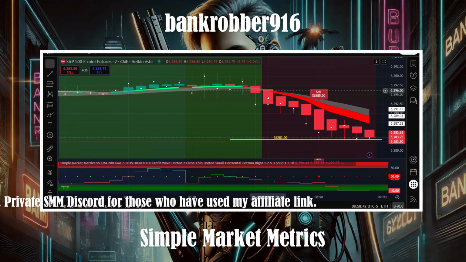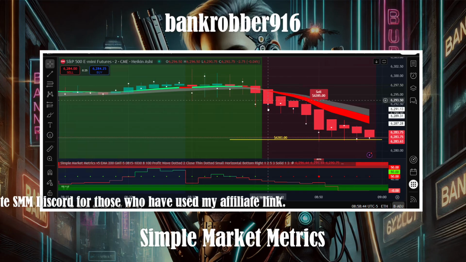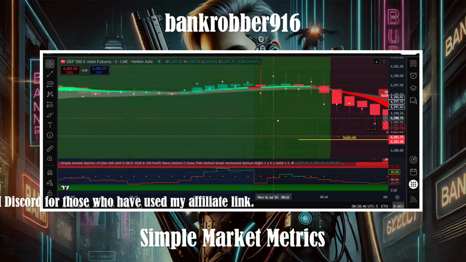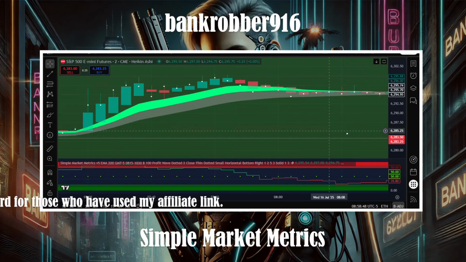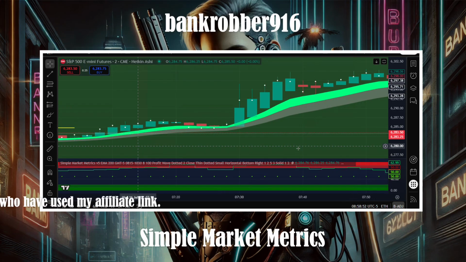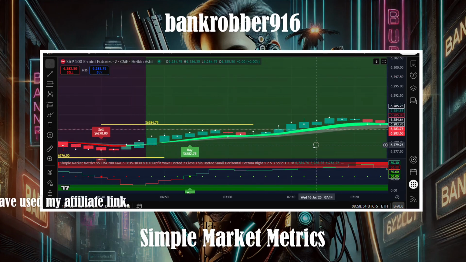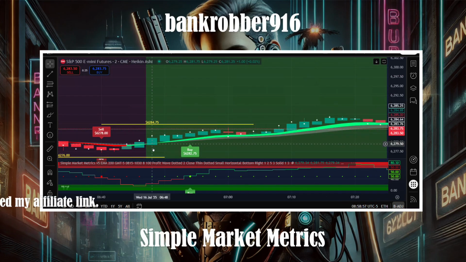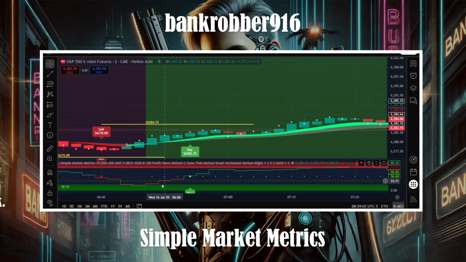Right here, it just crossed over. Like this, this is crossing over right here. But this one, definitely leading the way. Money flow's moving in that direction. It doesn't have to be in the green, but it's moving in that direction.